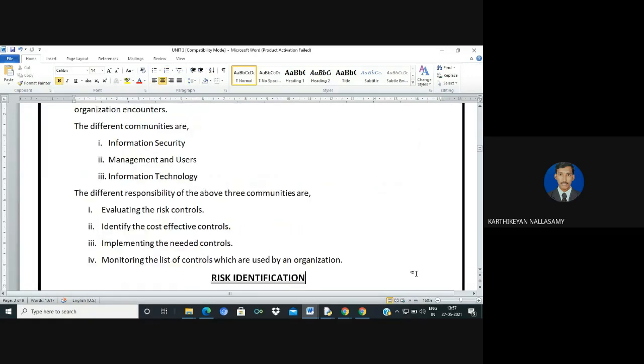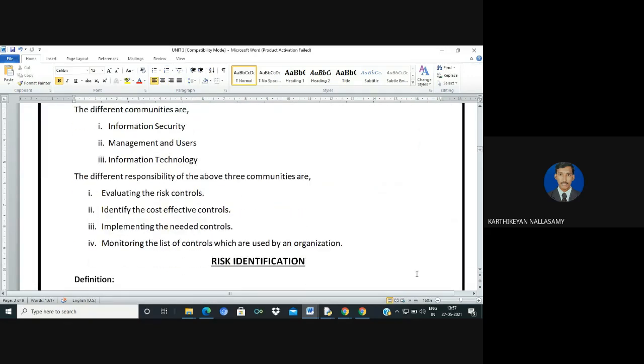Information technology. These are the three important groups, or communities, that need to be there in every organization. One is for how we are going to secure information, the theme called information security. The second is management and the users, that means management and the users. And the third one is information technology.